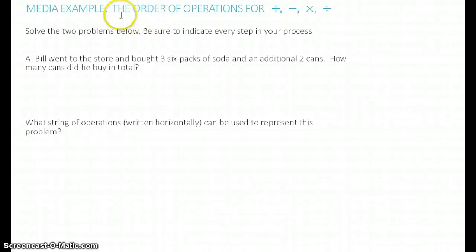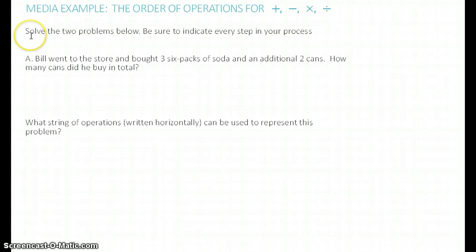In this example, we're going to look at the order of operations for addition, subtraction, multiplication, and division. So thus far we talked about what we do when we have more than one operation in a problem with addition and subtraction. We work from left to right. And we talked about multiplication and division. Similarly, we work from left to right, whichever comes first, division or multiplication. Now let's see what happens when we have at least one of each of these operations.